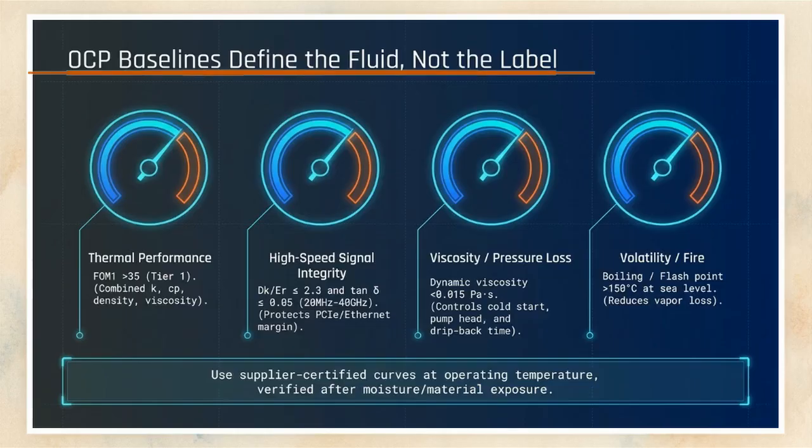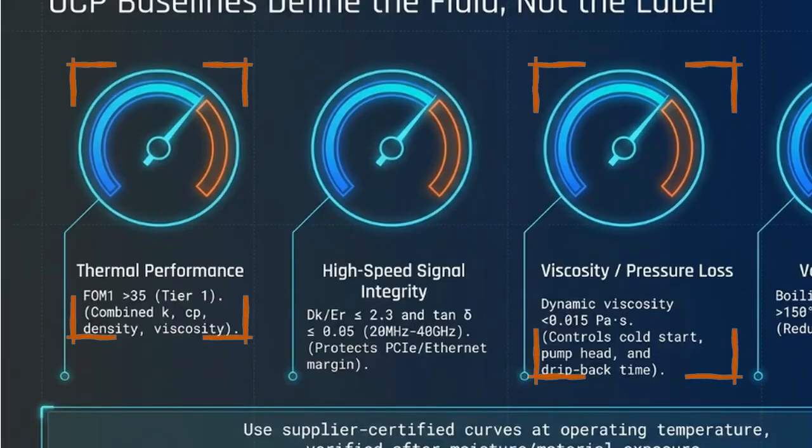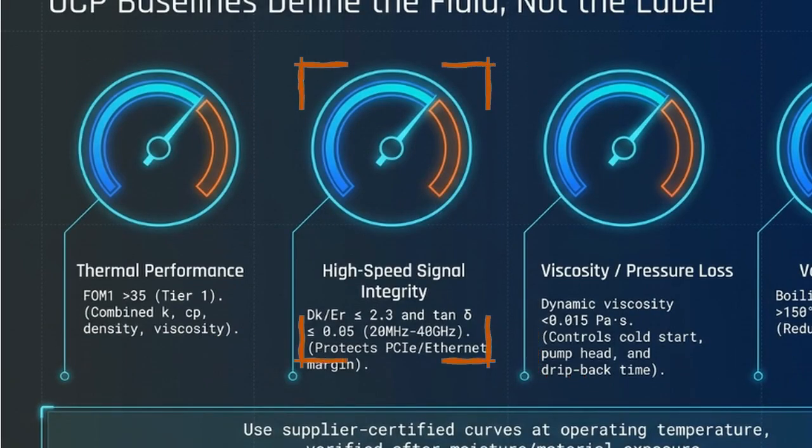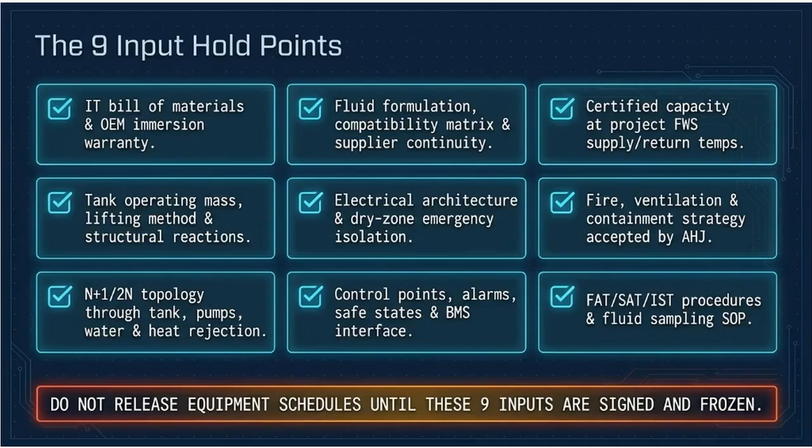Selection is governed by 4 strict Open Compute Project baselines. We must verify thermal performance and dynamic viscosity, which dictate cold starts and maintenance strip-back. Signal integrity metrics protect PCIe margins, while volatility metrics govern our fire and vapor control strategies. These interdependent variables require strict administrative prerequisites.